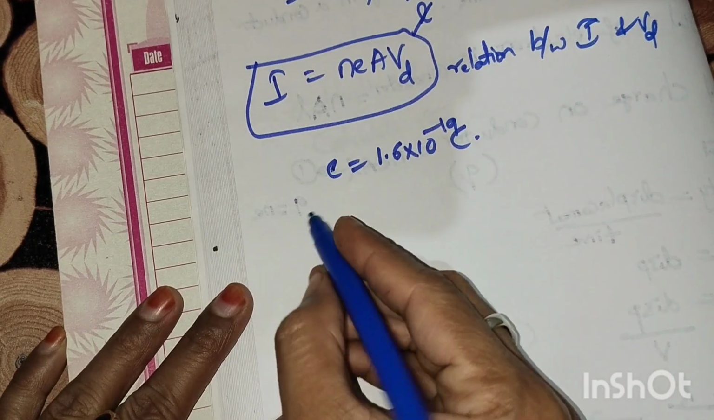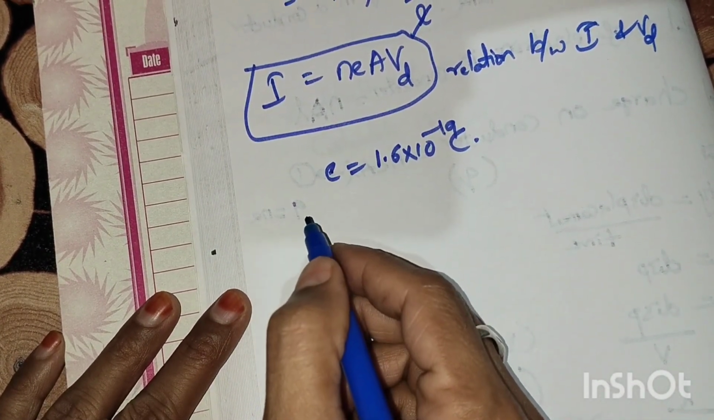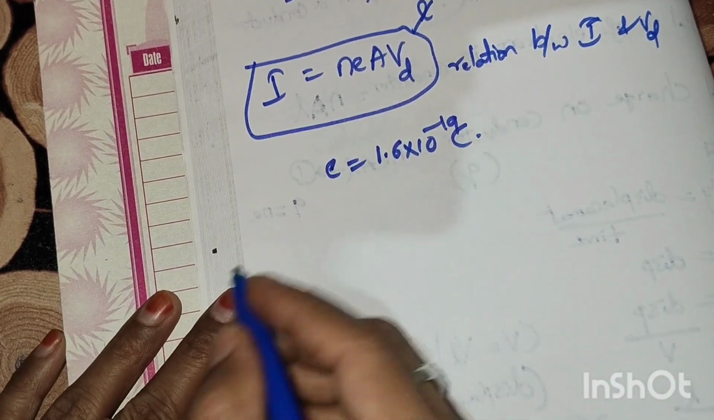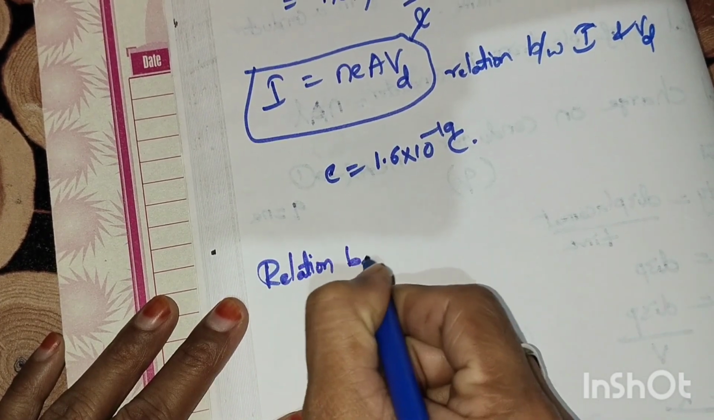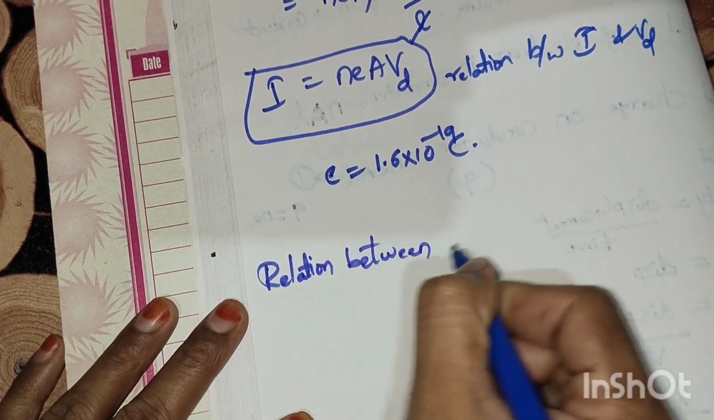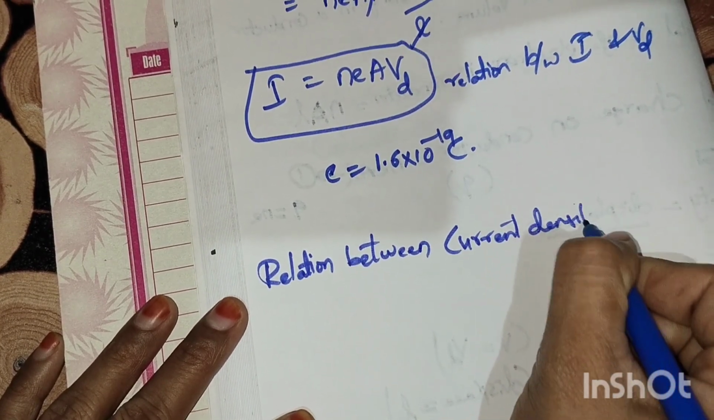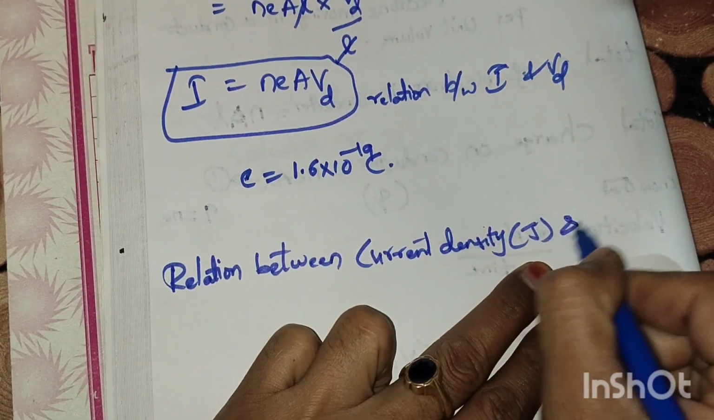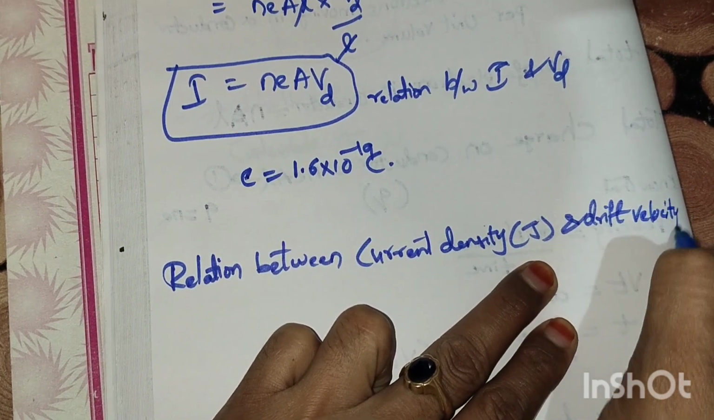Now we are going to find the relationship between current density J and drift velocity Vd.